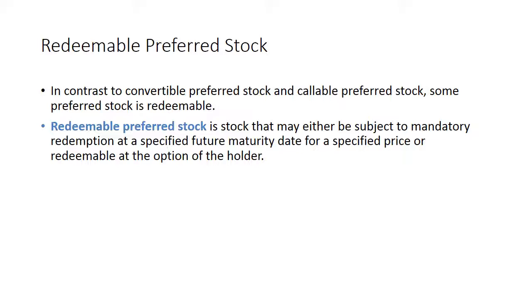So callable is that, hey, if the corporation wants to call it back, they can. Redeemable is more about it will be called on this date, or the person owning the stock can force the corporation to buy it back from them. So it's just a different way of redeeming or sending the stock back to the corporation.